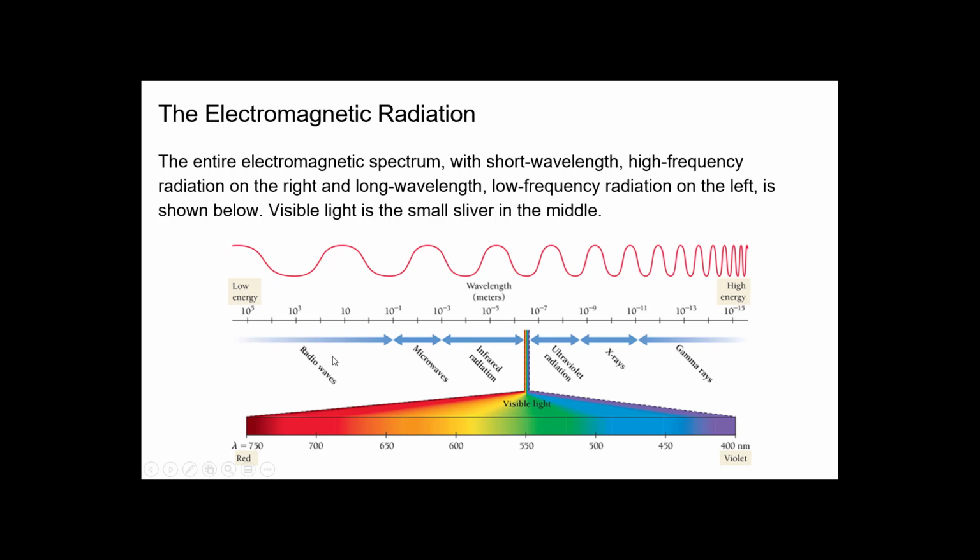So as we go from radio waves to microwaves to infrared to visible light, UV, X-rays, and gamma rays are the highest energy. Visible is somewhat in the middle, and it's a very small portion compared to everything else. And even the colors again: red is very low in value, in wavelength of energy, compared to violet.